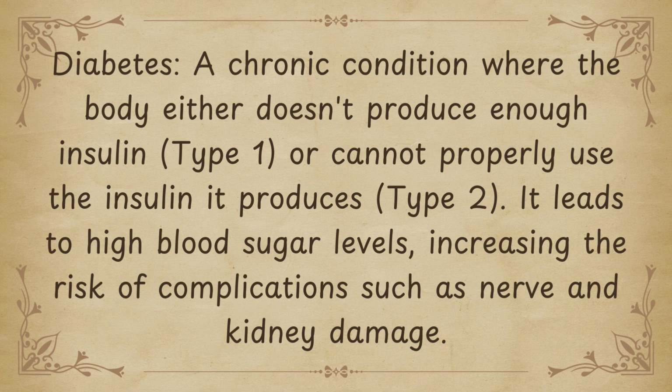Diabetes, a chronic condition where the body either doesn't produce enough insulin, type 1, or cannot properly use the insulin it produces, type 2. It leads to high blood sugar levels, increasing the risk of complications such as nerve and kidney damage.